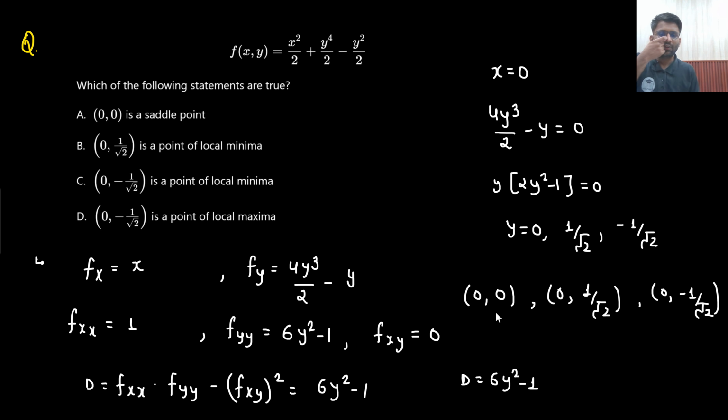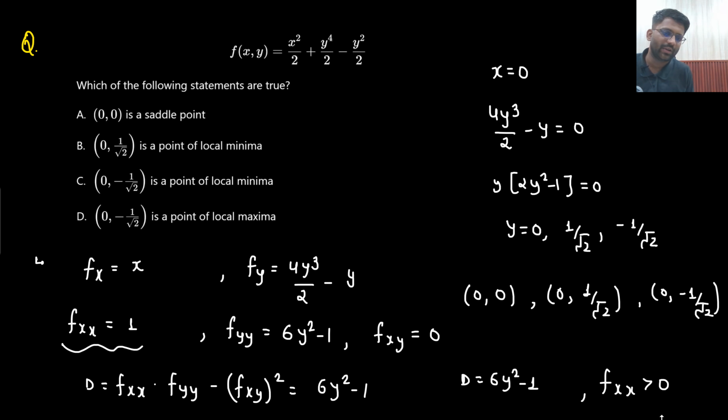Now I need to check the value of d at these points, and I can also see that fxx is always greater than 0. So this is not a matter of concern for me. The matter of concern will be d now. So I need to check the value of d at these points. What is the value of d at 0, 0? So I will put 0, 0 here. So this will become minus 1. So here you can see that d is less than 0. What does that mean? 0, 0 is a saddle point.